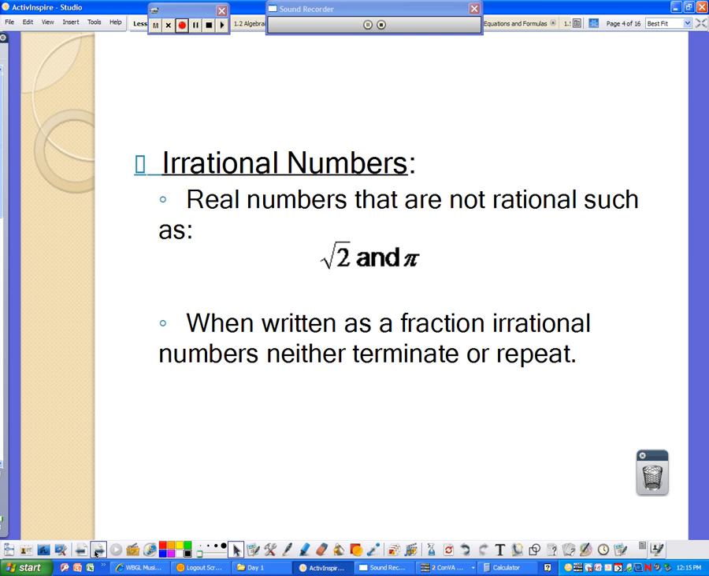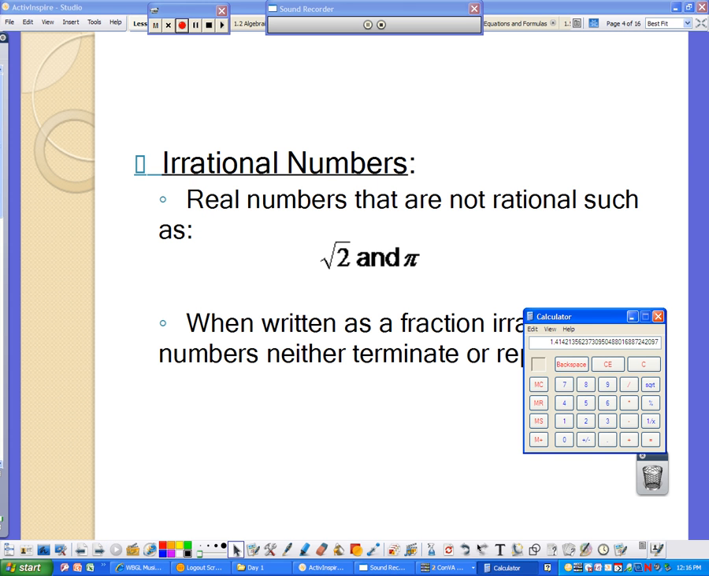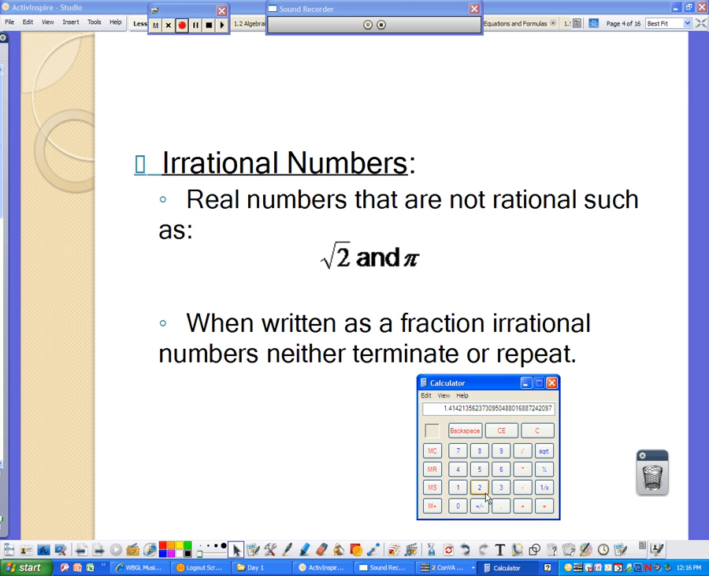Irrational numbers are real numbers that are not rational, such as the square root of 2. If you actually found what the square root of 2 is, you take 2, the square root, it would be 1.41421356, and it keeps going forever. It doesn't terminate. The problem is, though, it doesn't repeat either. So when it fails those two tests, it is an irrational number.